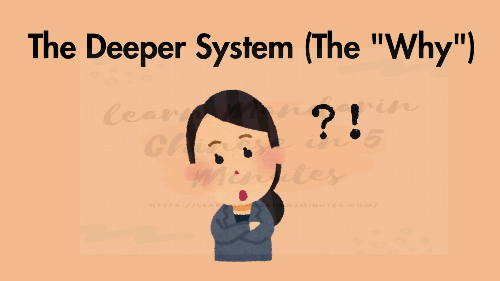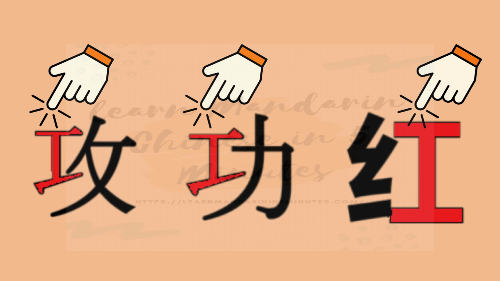Okay, now you know the positions, but here's the real puzzle. One viewer asked, why is gong on the left in gong as in attack and 攻克的攻, but on the right in hong, red? This question right here is the key that unlocks everything.